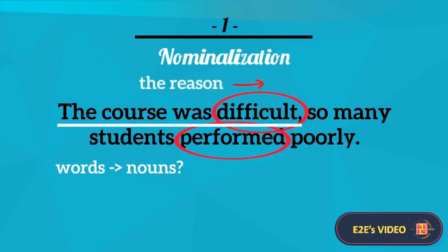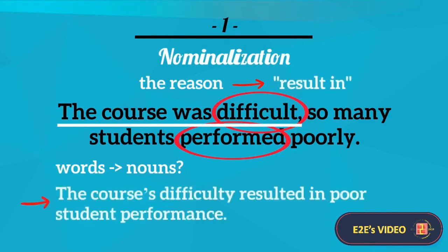How to show this relationship? We use the phrase result in. Now the sentence can be rewritten more formally. The course difficulty resulted in poor student performance. Okay, so after two examples, we hope you have better understood how to use nominalization.